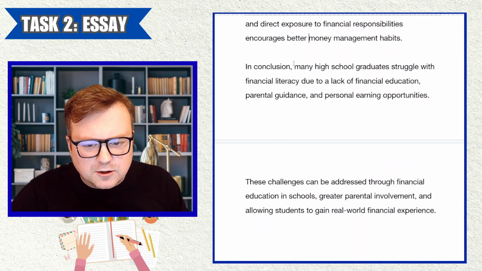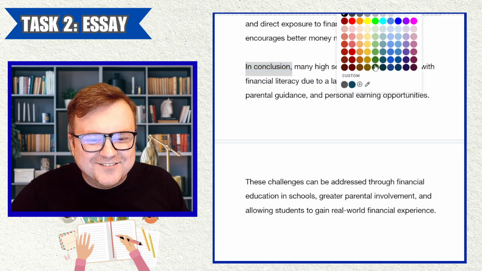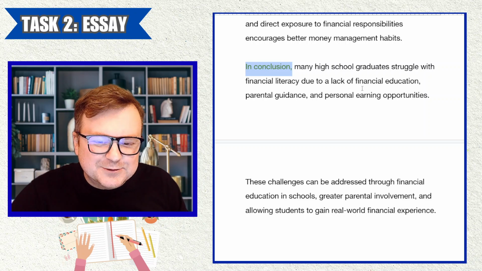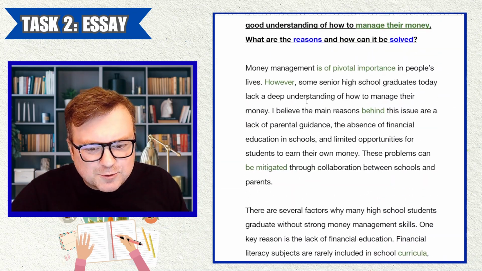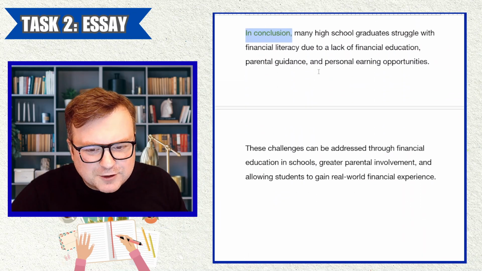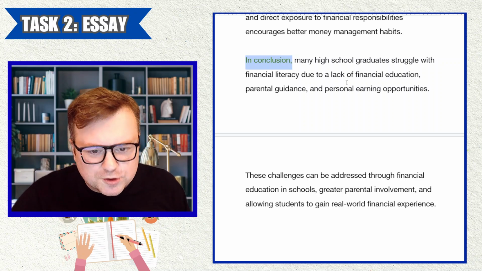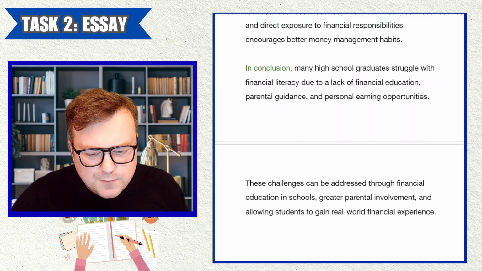Great. "In conclusion," comma, good signposting language. "Many high school graduates struggle with financial literacy due to..." Okay, so again we get repetition, because we've had it in the introduction, we've had it in body paragraph 1, and now we're going to have it a little bit here. I understand you need to summarize those points in a short and snappy way. Okay, so a bit of repetition here is okay.